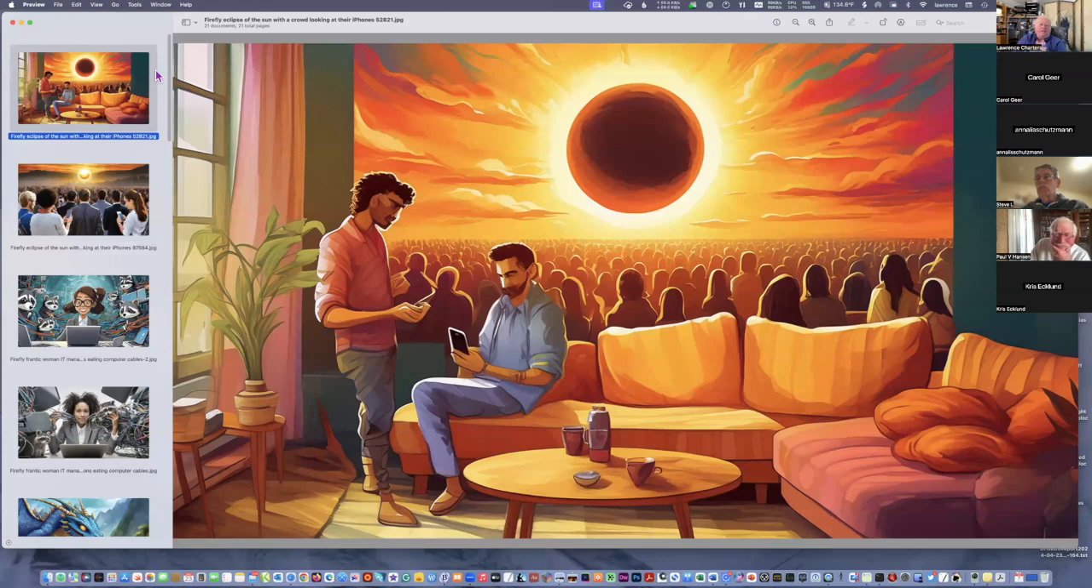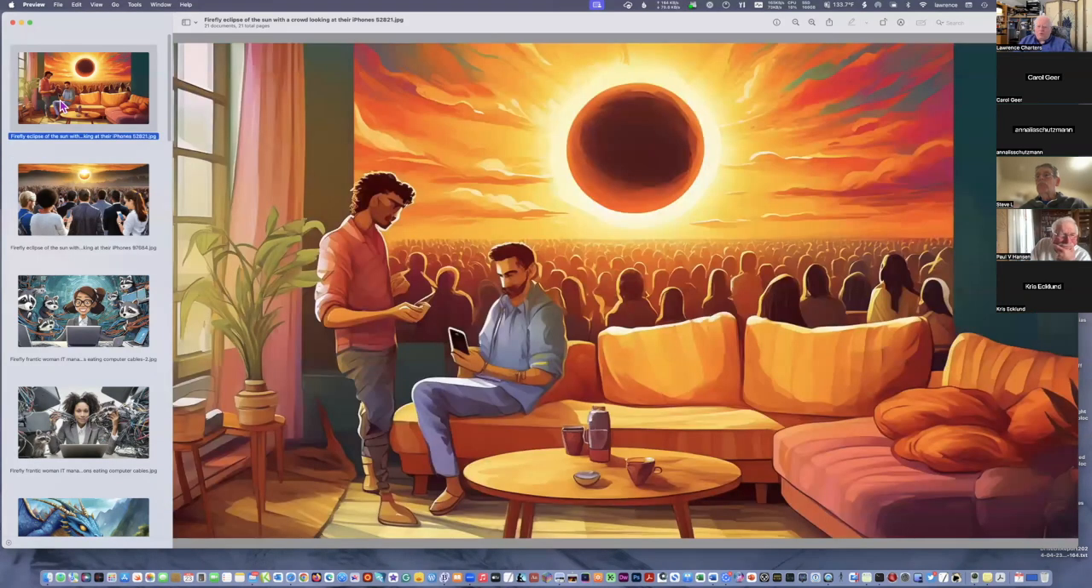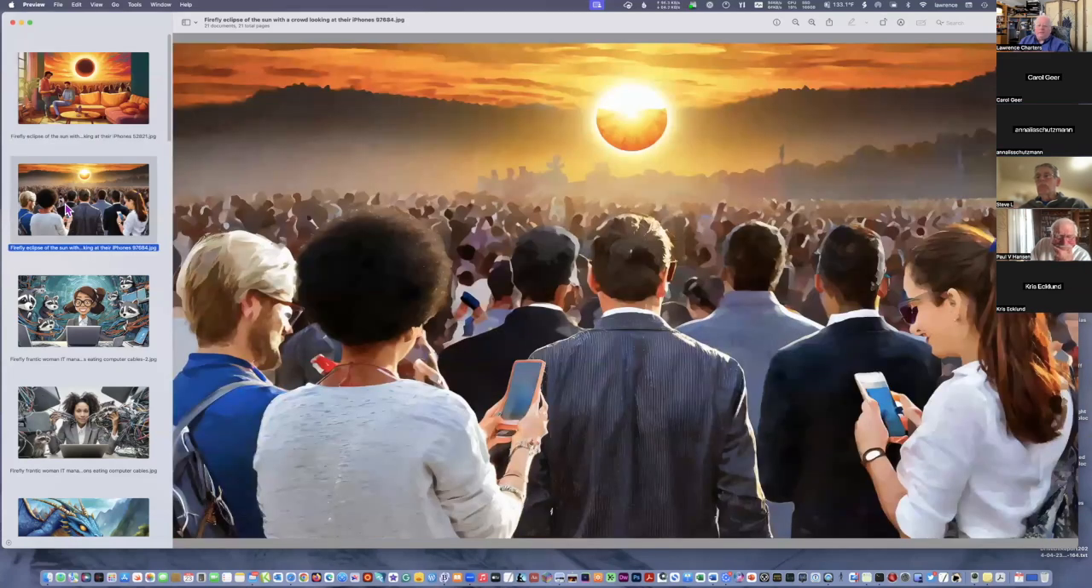What I did is I typed in the text that said, eclipse of the sun with a crowd looking at their iPhones. And it came up with this. Well, most of the crowd's not looking at their iPhones. Most of them are looking at the eclipse. So that wasn't a good one. So I tried it again, and I actually like this one slightly better, but it's still not quite what I had in mind. And this is based just upon a text description. This first one is an actual drawing. I wanted it to be a kind of art nouveau, and it did pretty good in terms of the style there. The second one, I wanted more photorealistic, so it came up with this second drawing.